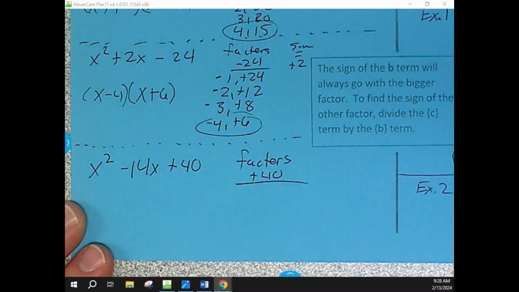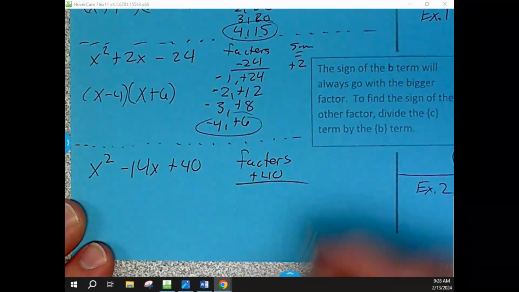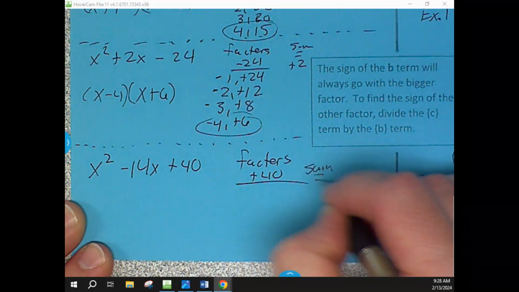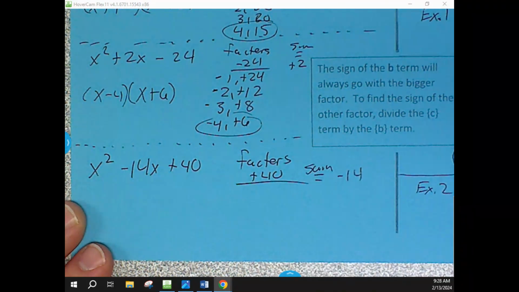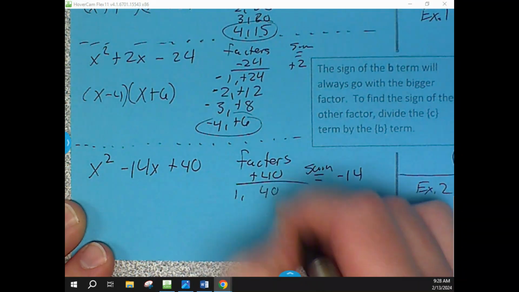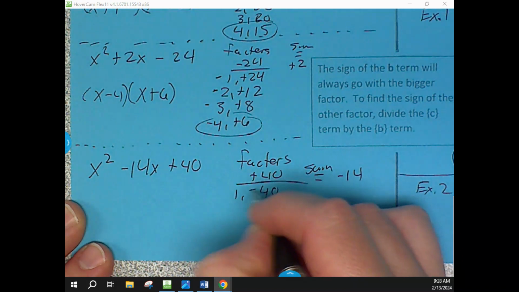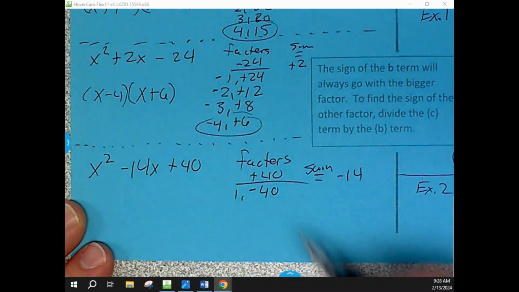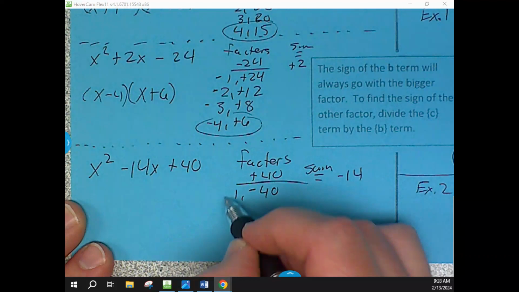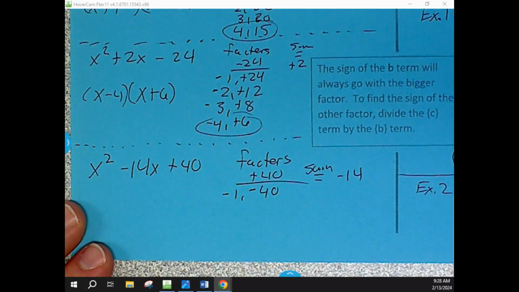Okay, so factors of positive 40. Well, the sum's going to equal negative 14. We know if we use 1 and 40, we're not going to get 14. But again, all we're trying to do in this case with the 1 and the number is get the signs correct. The b term is negative, so the bigger number has to be negative. If you divide a positive 40 by a negative 40, it's going to be a negative 1. So now both factors are going to be negative.